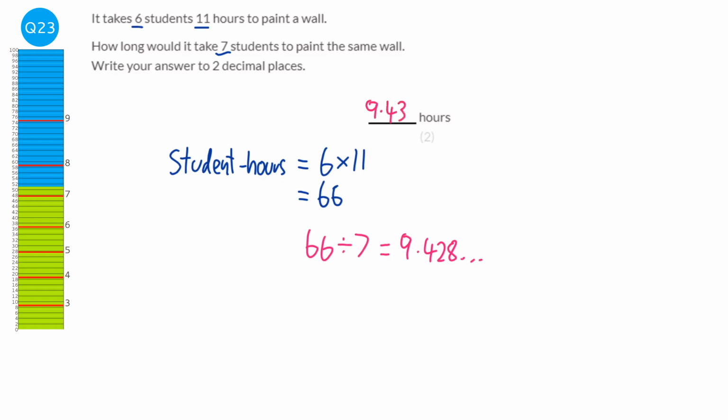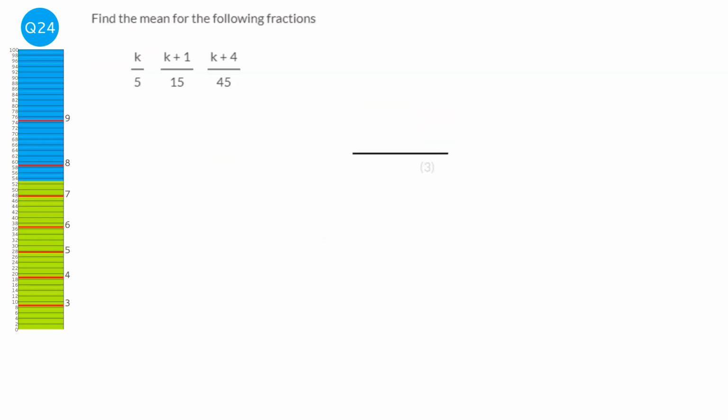Now check this makes sense. We've got 6 students and it takes them 11 hours. So we'd think if we had more students helping to paint the wall, it would take less hours. So we've gone from 11 hours to about 9.5. So that sounds right. So when we find the mean of something, we add the elements together and we divide them by the amount of elements.